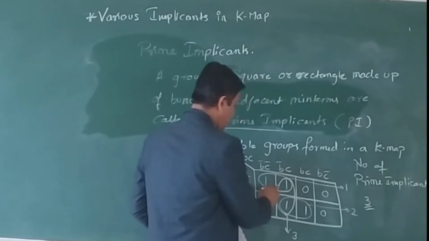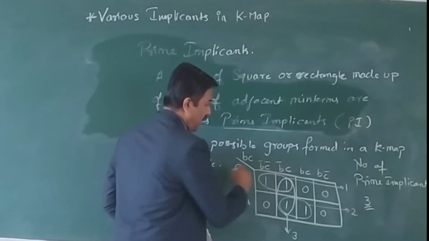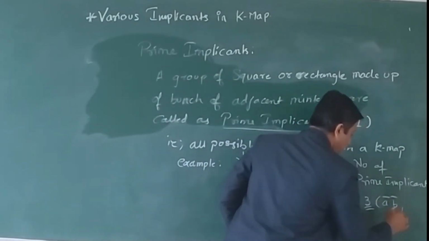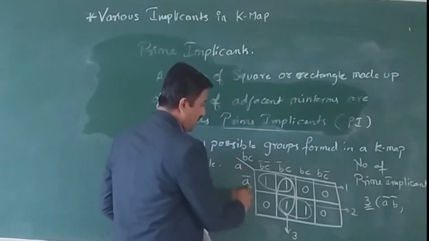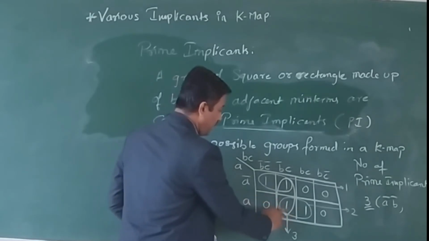Which are those? For these 2 groupings we have A bar and B bar. Next, for group number 1 it is, and for group number 2 it is what?